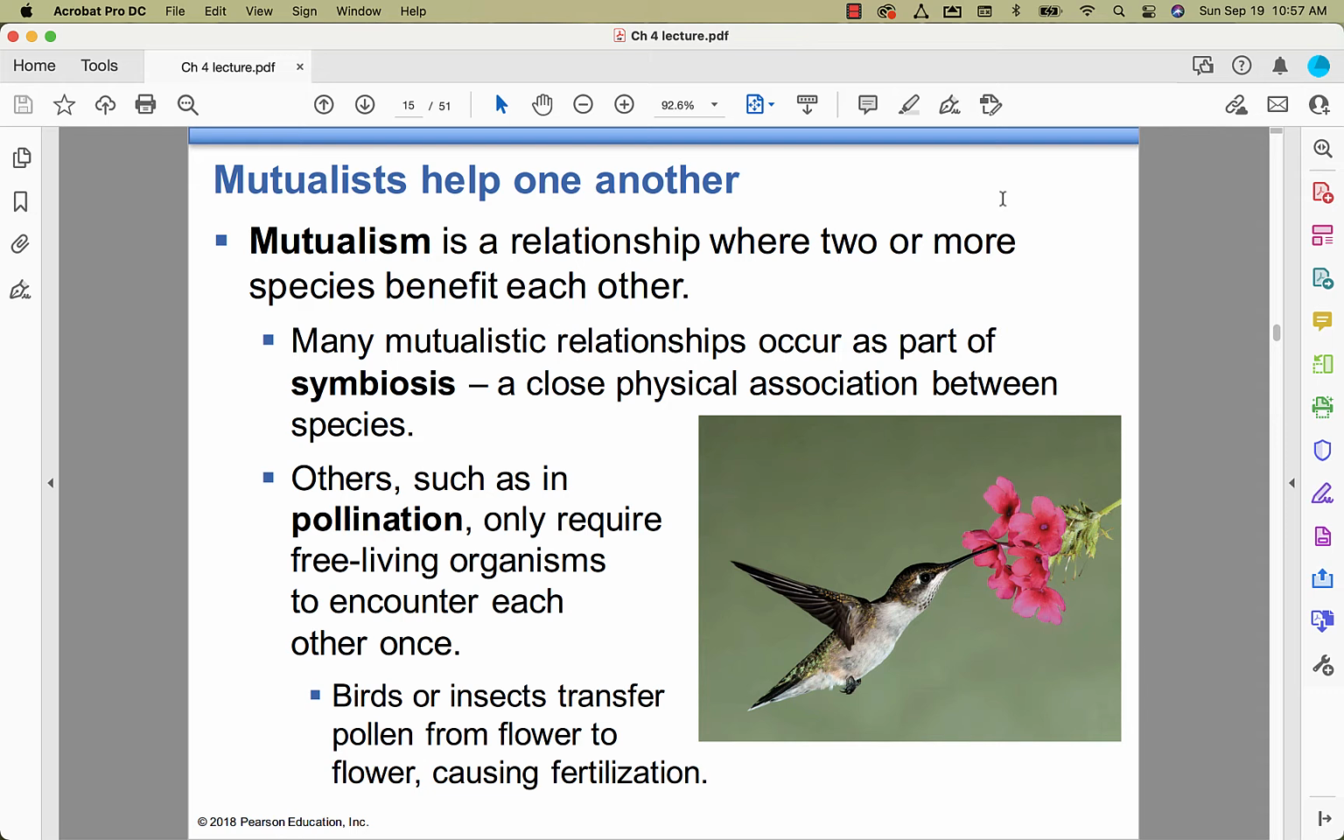Pollination is another mutualistic relationship, but the pollination relationship only has to happen once in order to be beneficial. So you've got the hummingbird gets the benefit of the nectar, and then the flower gets the benefit of pollen being moved from plant to plant and reproduction.